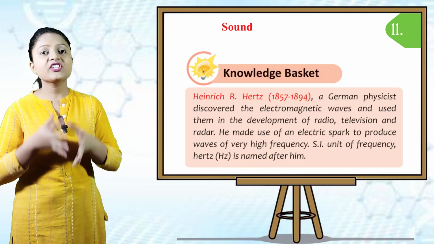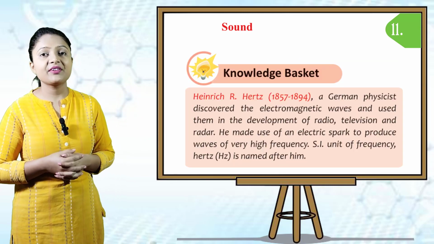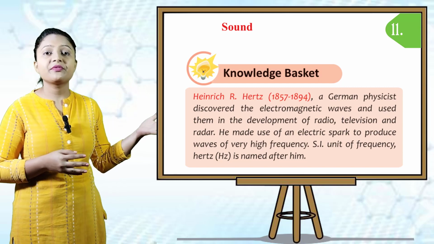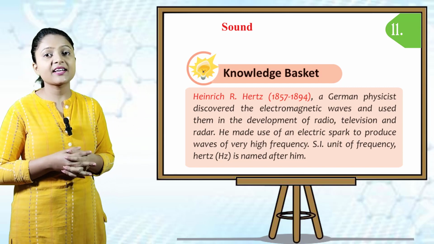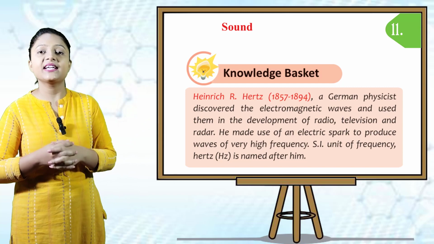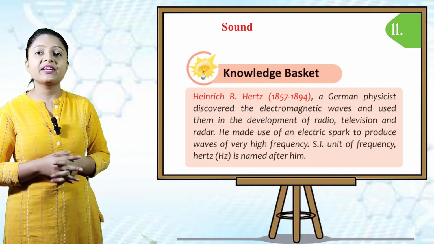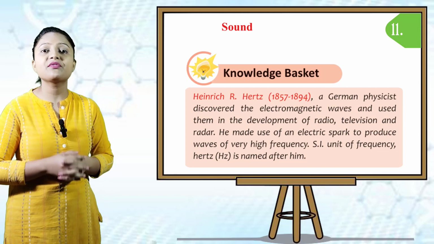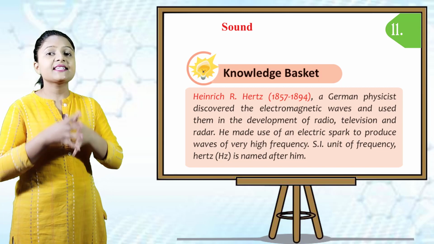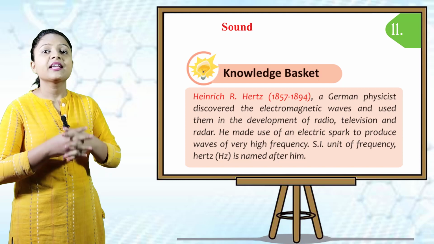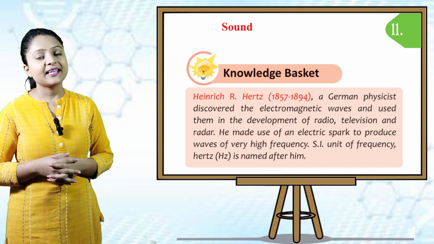Knowledge basket. Heinrich R. Hertz, 1857 to 1894, a German physicist, discovered the electromagnetic waves and used them in the development of radio, television, and radar. He made use of an electric spark to produce waves of very high frequency. The SI unit of frequency, hertz, is named after him.